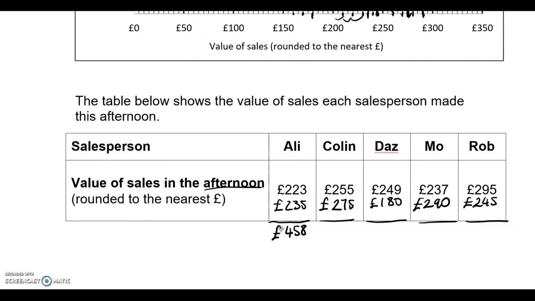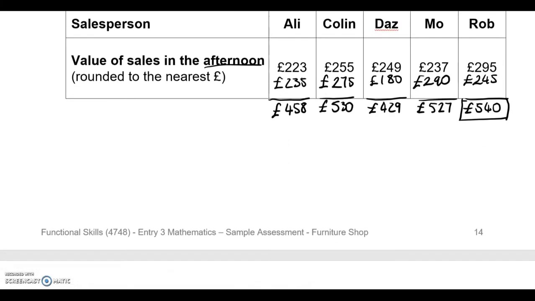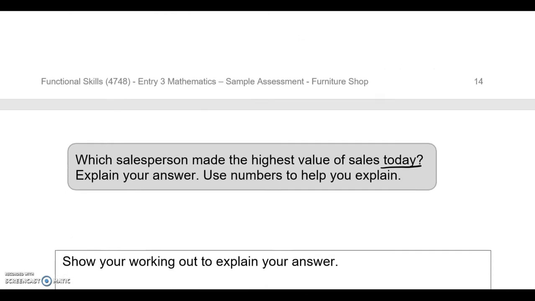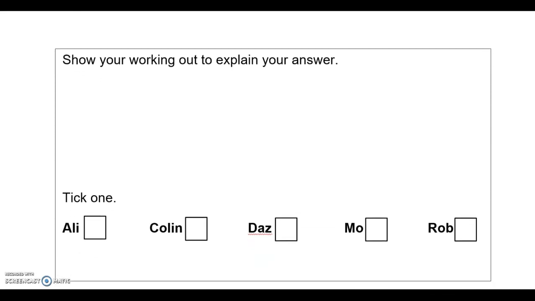458 for Ali, 530 for Colin, 429 for Daz, 527 for Mo, 540 for Rob. So out of all of these, Rob has the highest amount. And we've shown the working out above.